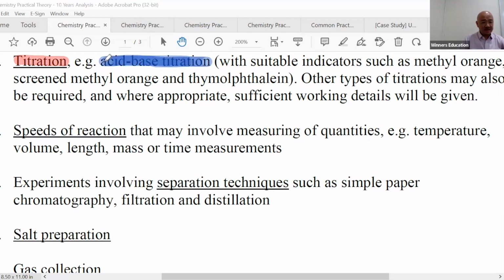In acid-base titrations, meaning acid and alkali titrations, you are supposed to know these few indicators. Suitable indicators you usually see are always these three: methyl orange, screened methyl orange, and thymolphthalein. It used to be phenolphthalein, which we pronounce properly, but it has been known to be carcinogenic a few years back.